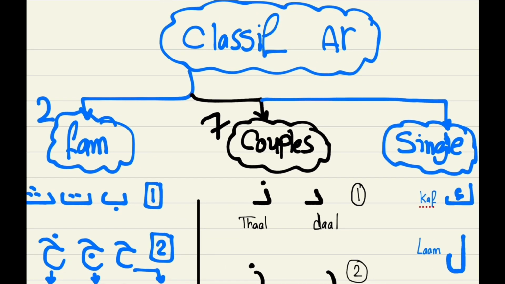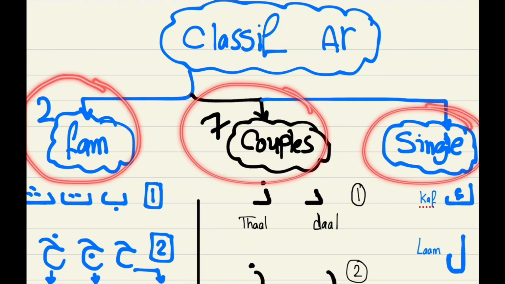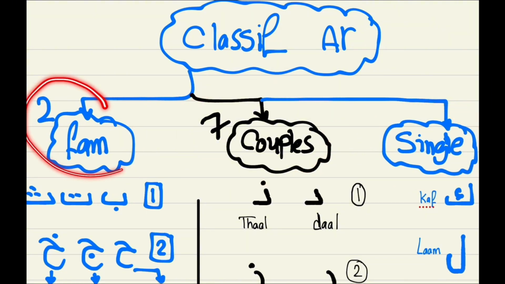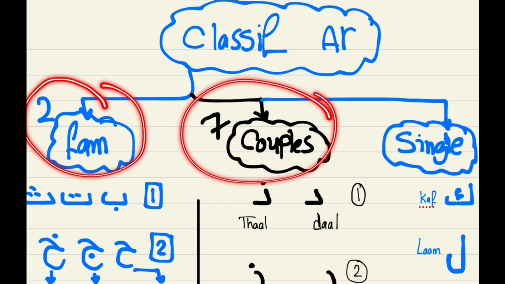So when we talk about the Arabic alphabet, I love to imagine that you're inviting these letters to a party and you want to count those who you want to invite. So what do we have here? We have two families, seven couples, and eight single letters. Again, you want to invite two families, seven couples, and eight single letters.